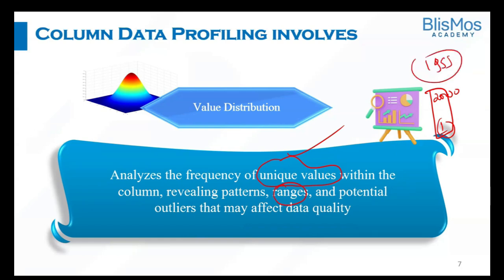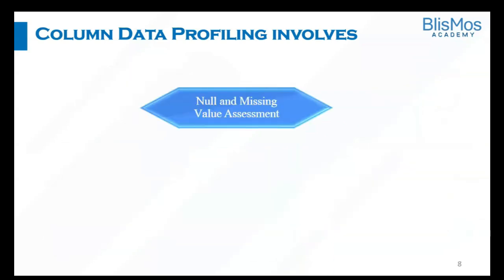Are there any outliers? Okay, so you have a column where you have some 1,000 values. Within that, one value is around $10 million, but all other values are in the average of $1,000. Then it is an outlier. So as a part of the value distribution, we'll analyze the frequency of unique values, we'll understand the patterns, we'll see what the ranges are, and we'll look for any outliers in the data.